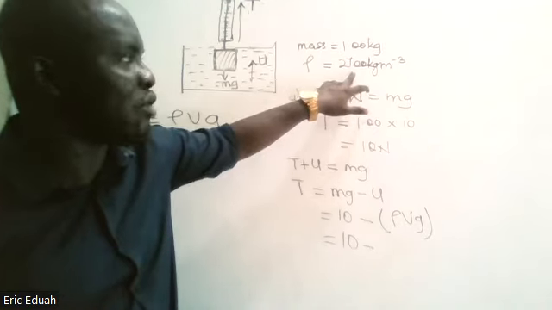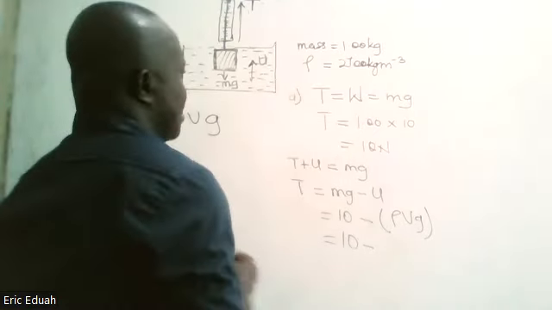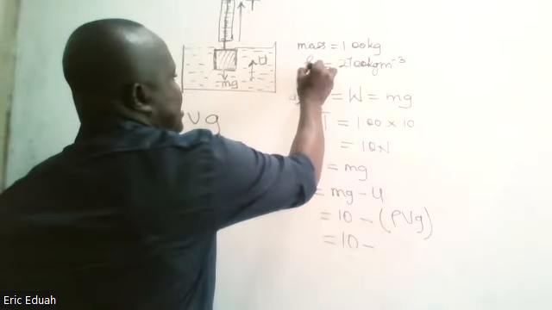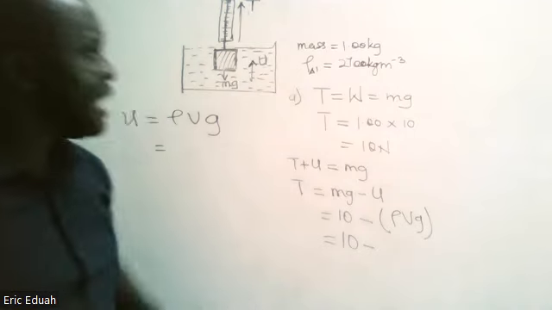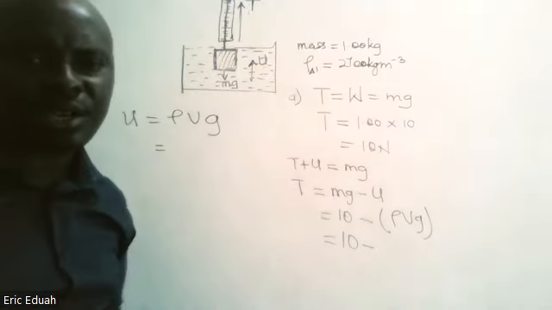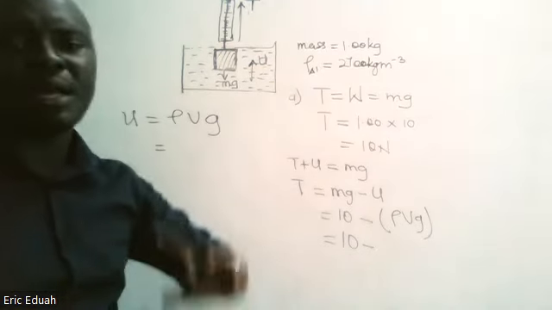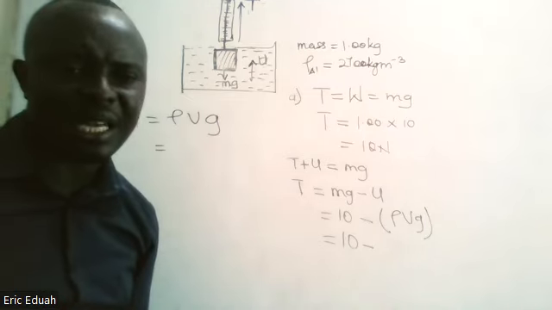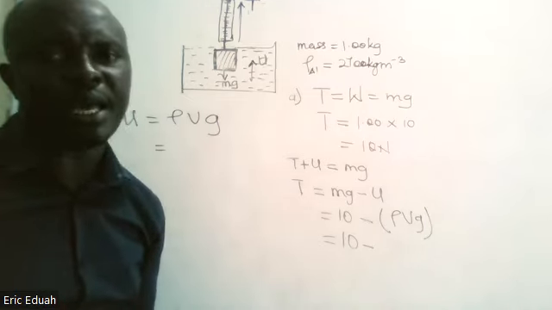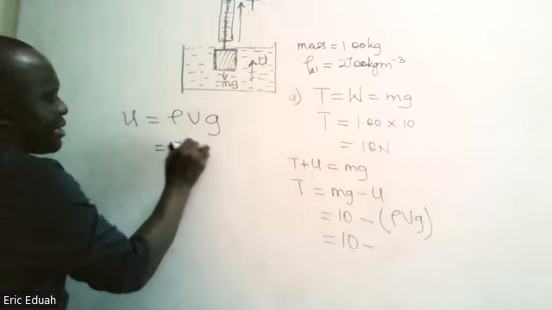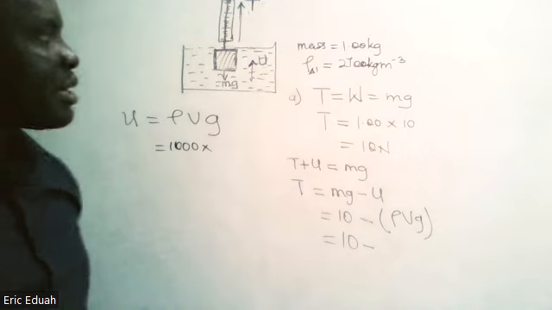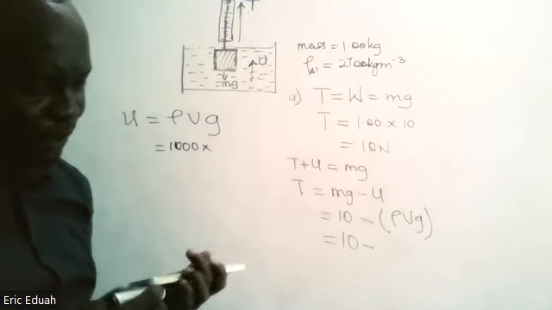Look at the density of aluminium. The density of aluminium is given as 2,700 kilogram per cubic meter. The mass of water is given in kilograms. So the density of water must be stated in kilogram per cubic meter. So 1,000 times. Now, what's the volume of water displaced?